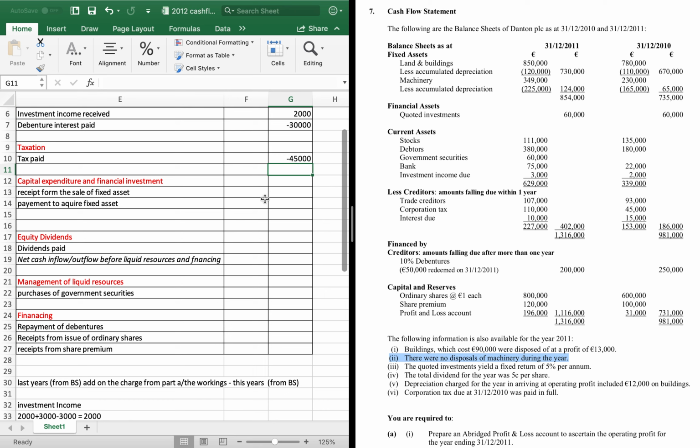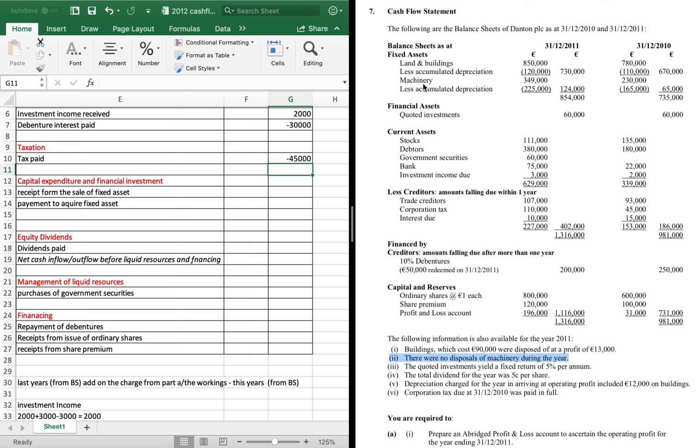So we move on then to our next heading, which is our capital expenditure and financial investment. And this looks at our fixed assets. Have we bought or sold any fixed assets? And if we have, what has been the cash position or the cash return from that? So we look at them all. We've two fixed assets, buildings and machinery.